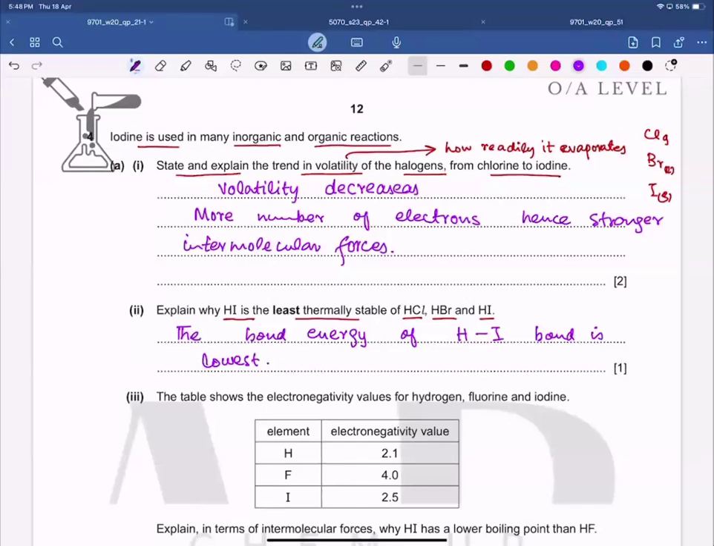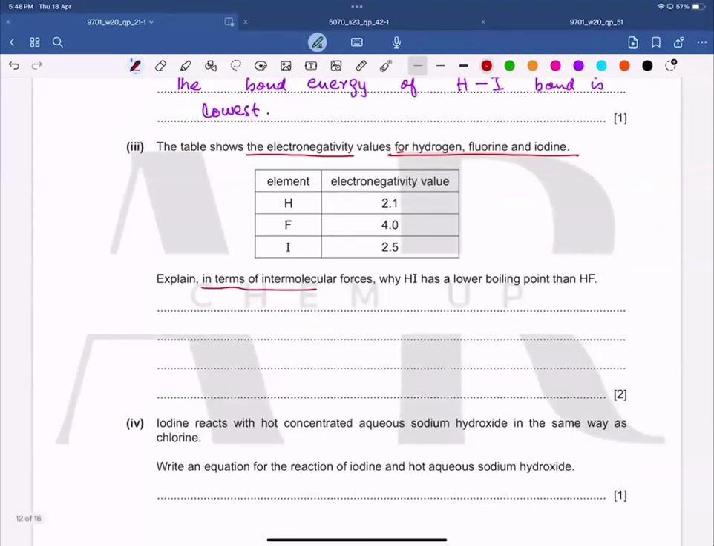Now the table shows the electronegativity values of hydrogen, fluorine, and iodine. Explain in terms of intermolecular forces why HI has a lower boiling point than HF. Yes. HF has hydrogen bonding and permanent dipole. Okay, very good. HI only has permanent dipole. That is why it is weaker than the hydrogen bonding. Yeah, it is weaker than the hydrogen bonding, but for HI, if you write permanent dipole forces, I think it is considered to be wrong in this context.